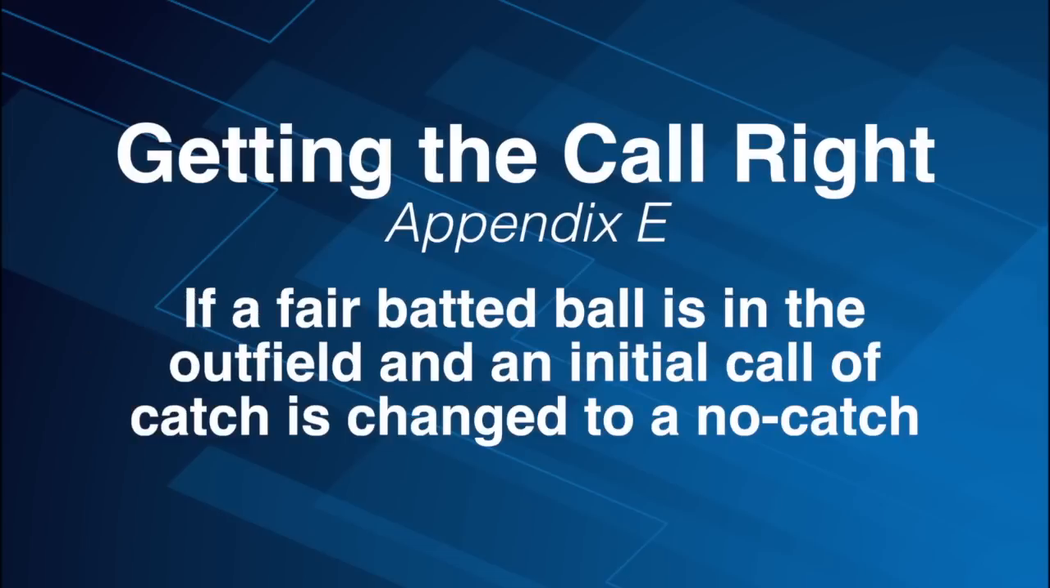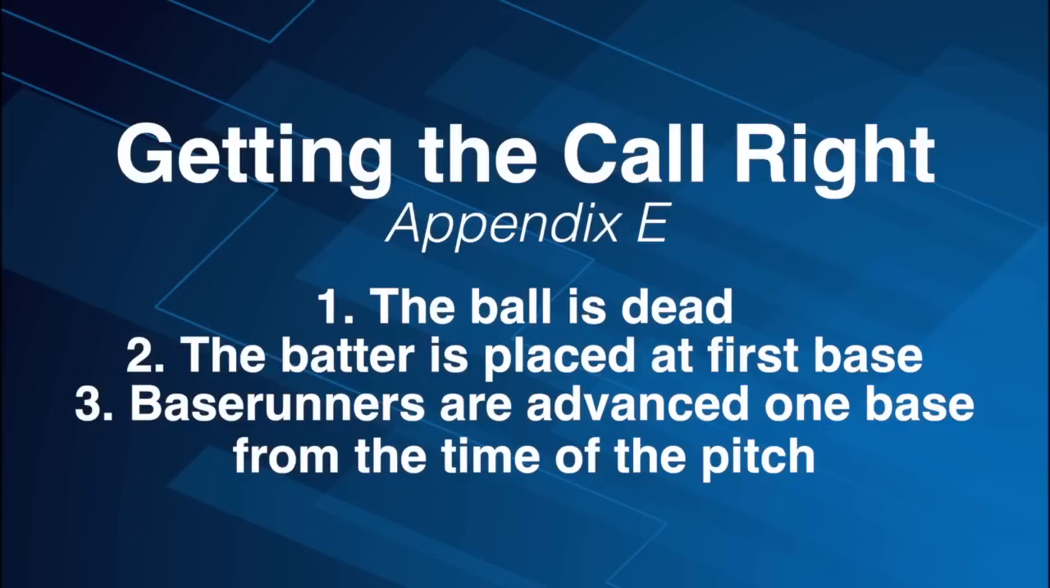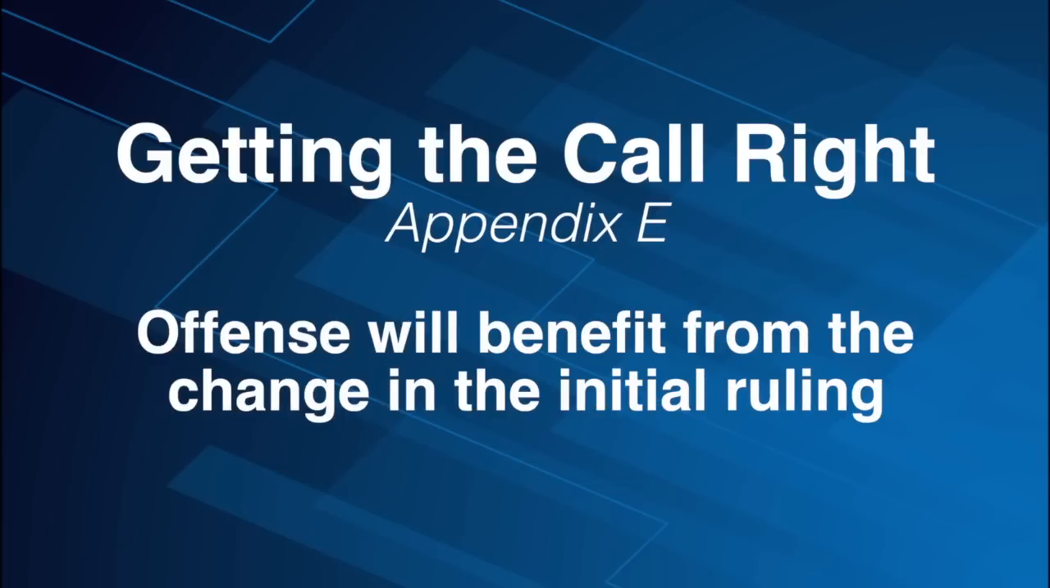If a fair batted ball is in the outfield and an initial call of catch is changed to a no catch, then the ball is dead. The batter is placed at first base and all base runners are advanced one base from the time of the pitch. While the offense might indicate that more bases could have been obtained, the offense has benefited from the change in the initial ruling.